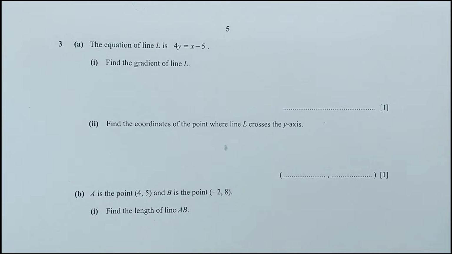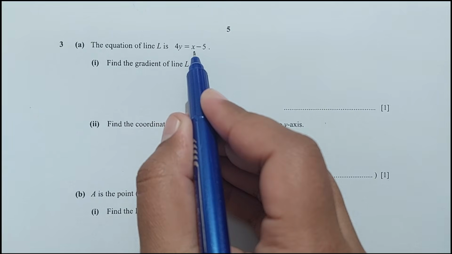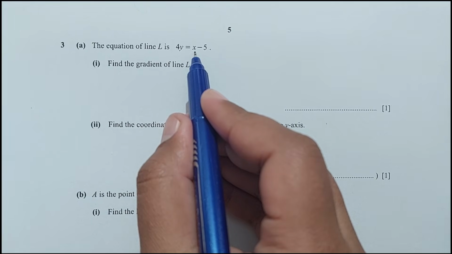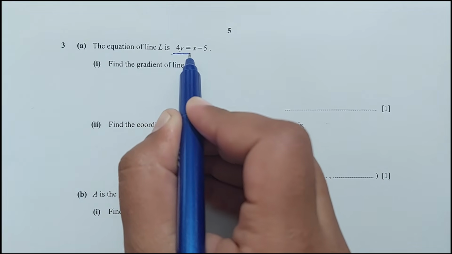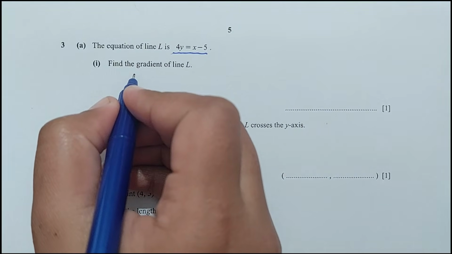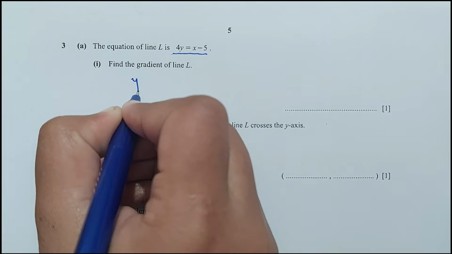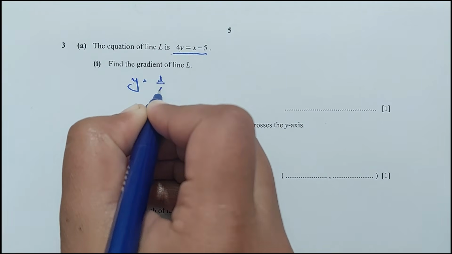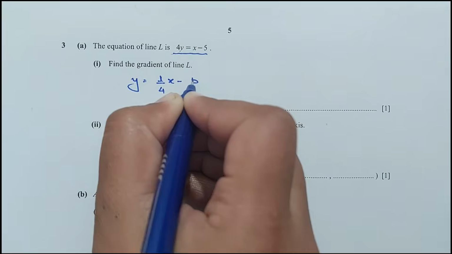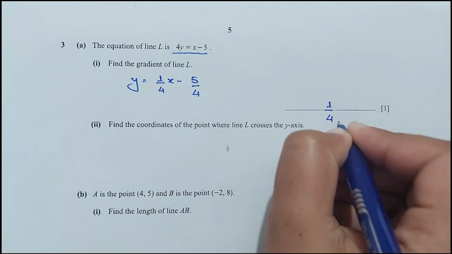right? Question number 3, part A. The equation of line L is 4y equals to x minus 5. So this is the equation of line L. Number 1, find the gradient of line L. So to solve the gradient, we have to convert it into y equals to mx plus c form. So y equals to 1 out of 4x minus 5 out of 4. So the gradient is 1 by 4, right?